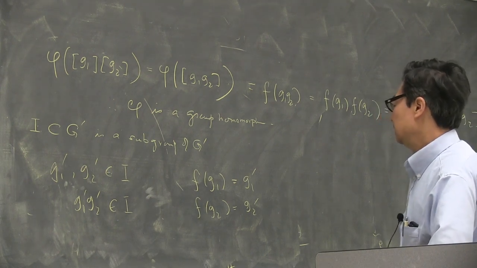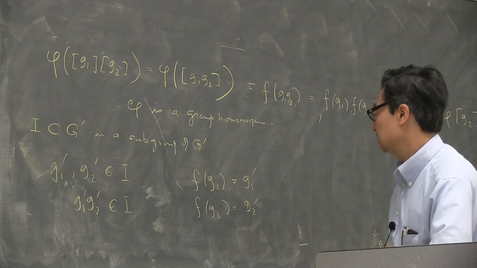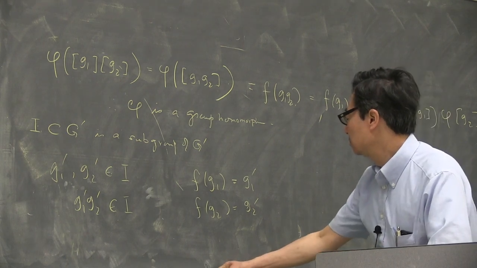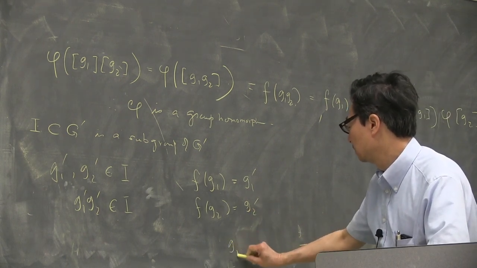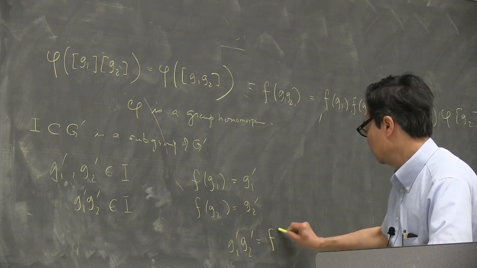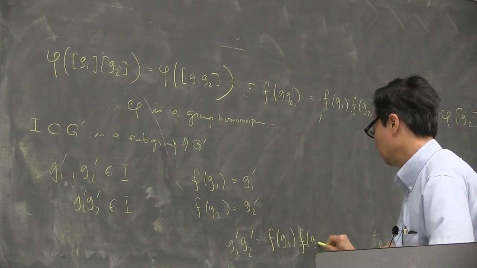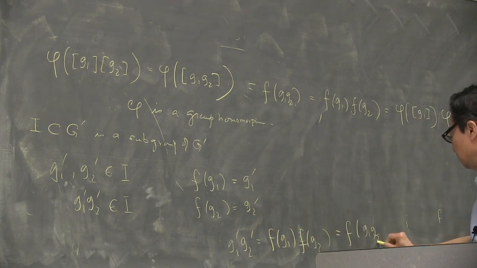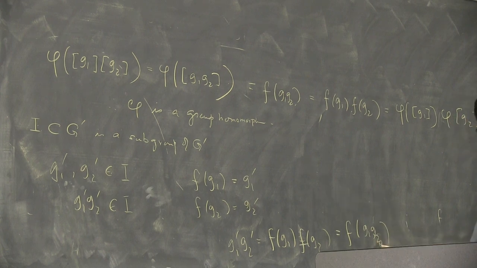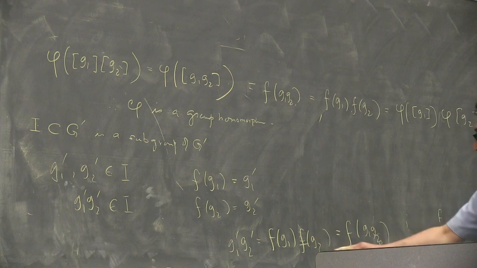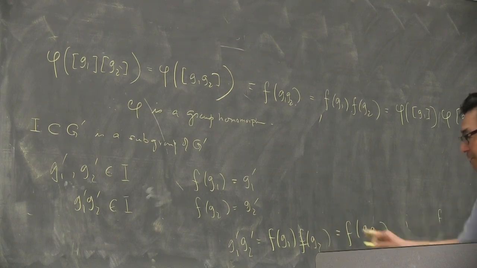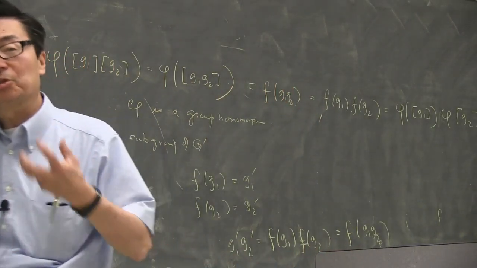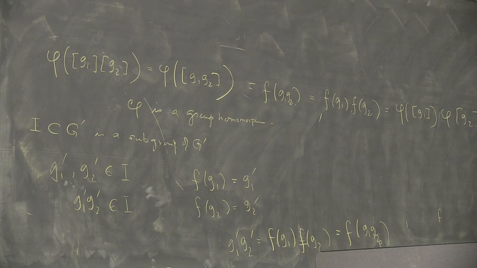Now, I would like to see that G1 prime times G2 prime is also in I. But G1 prime times G2 prime is equal to f of G1 times f of G2. But because f is a homomorphism, it's equal to f of G1 G2. But G1 G2 must be in G also. So for G1 prime times G2 prime, there exists some G such that the homomorphism takes that G to it. So that is also inside of the image. So that basically says that the image is a subgroup of G prime.